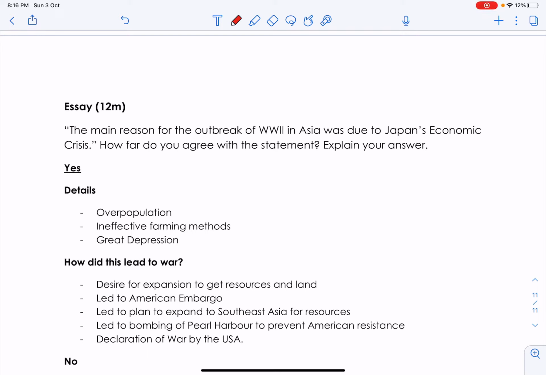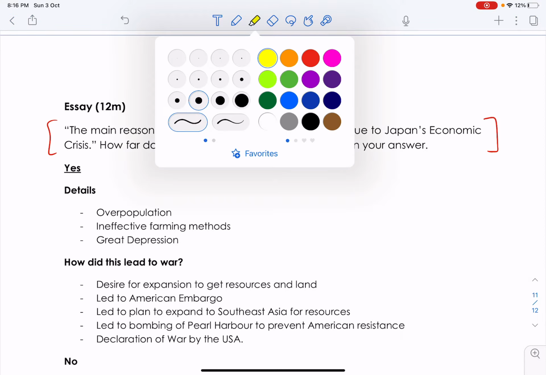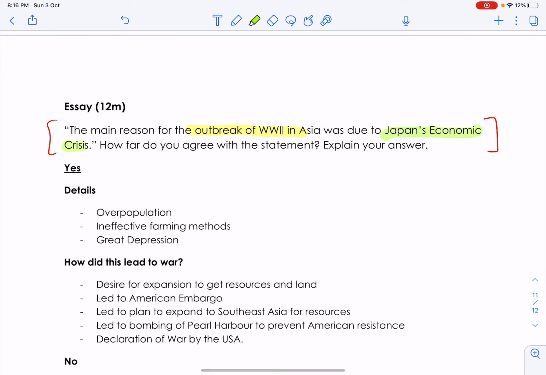Alright, now the 12 mark question is more or less the same thing, just that it's a very high weightage now. More or less, they will give you a statement that looks something like this. So they'll give you a given factor, the main reason for the outbreak of World War II. Now, the outcome they're looking for now is outbreak of World War II in Asia. Then they'll give you one main factor, in this case is Japan's economic crisis. Then they'll say how far do you agree with the statement.